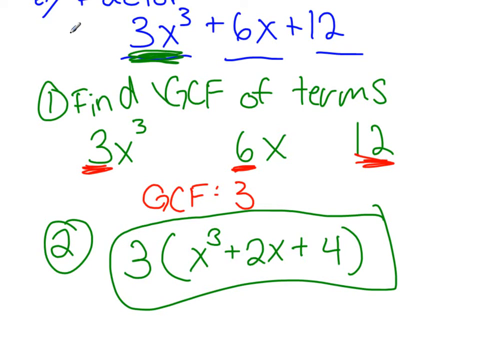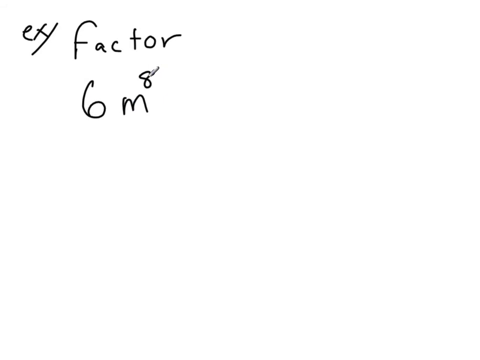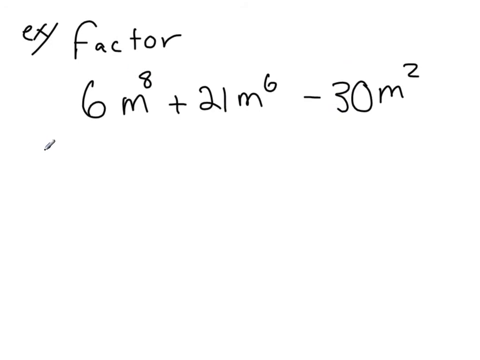Let's do one more. And let's get a little bit uglier. So let's factor 6m to the 8th plus 21m to the 6th minus 30m to the 2nd. So, what we're going to do is first find the GCF.